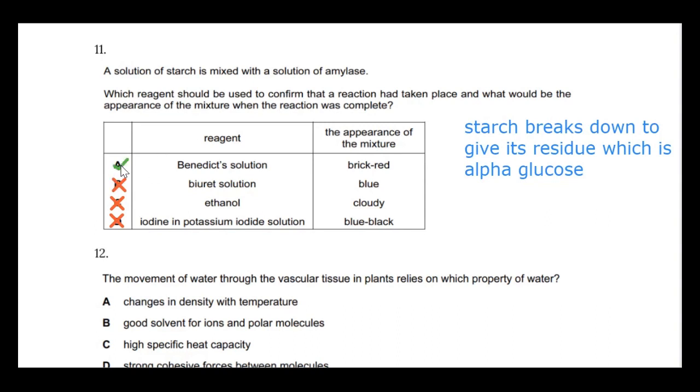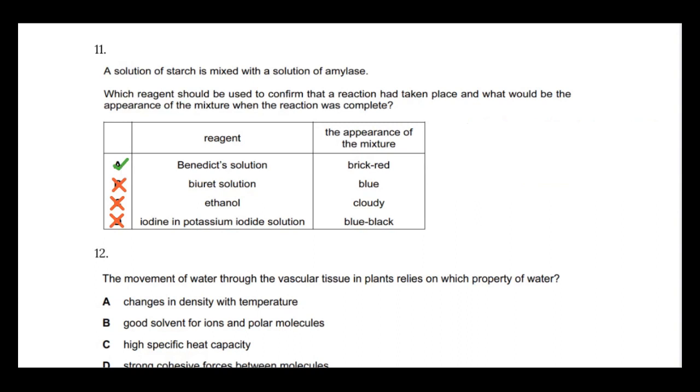So Benedict solution is used to test for reducing sugar, and alpha glucose is a reducing sugar. So the appearance of the mixture should be brick red if reducing sugars are present. Because starch is made up of alpha glucose molecules, when using Benedict solution as a reagent, the appearance of the mixture will be brick red because it gives a positive result.